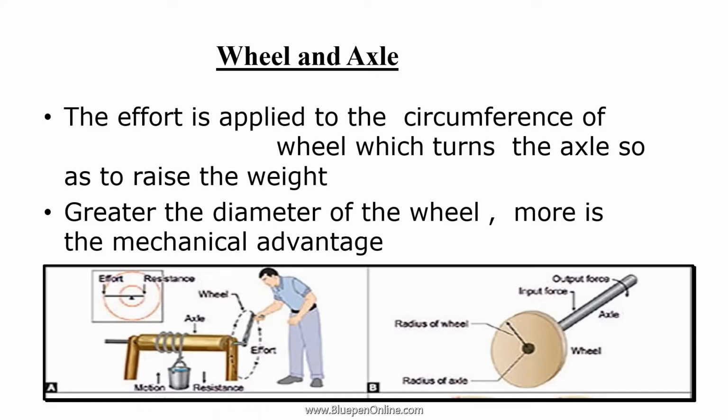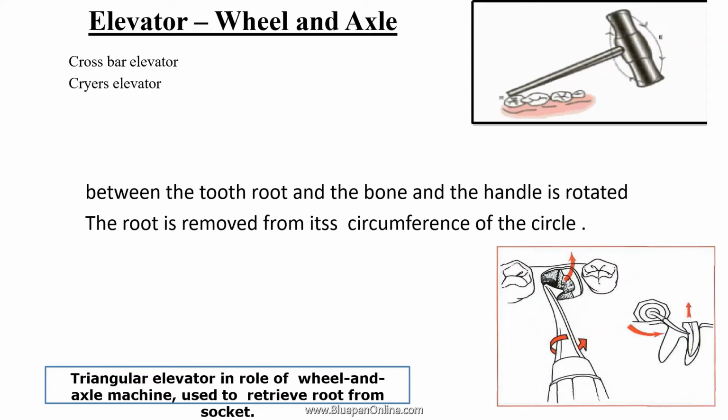It's a wheel and axle. Okay, you are going to put the effort on the circumference of the wheel, and this turns the axle, and that helps in raising the weight. This is the principle of wheel and axle. Now, Cryer elevator, crossbar elevator, as you can see in the picture, what are these following? You're going to rotate it, right? That's how you work. So, it works on the wheel and axle principle.